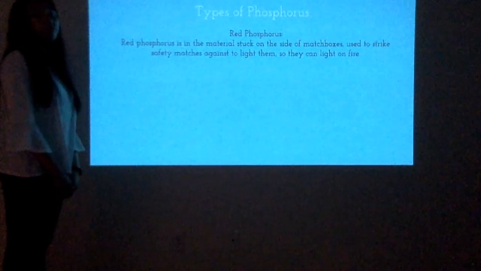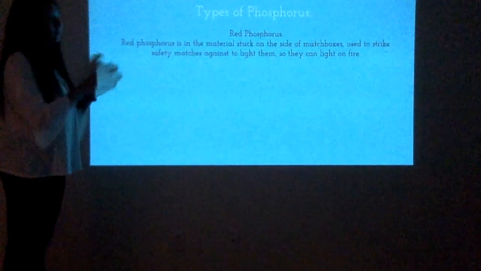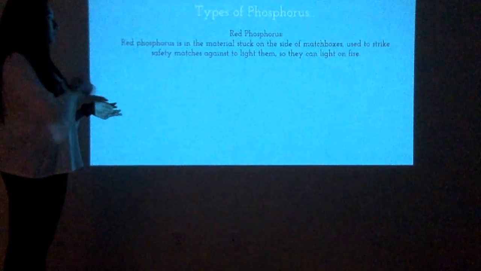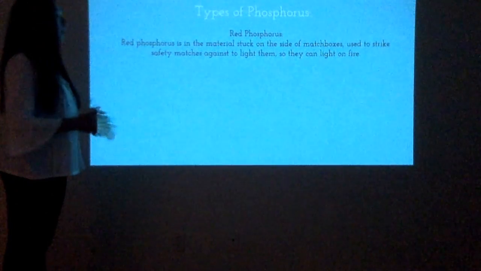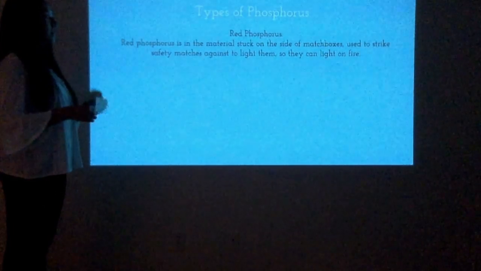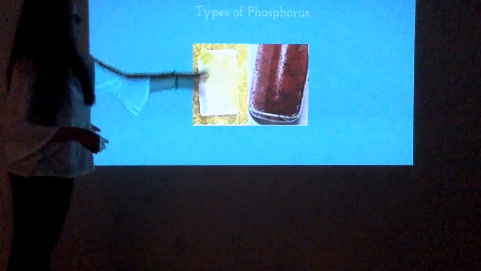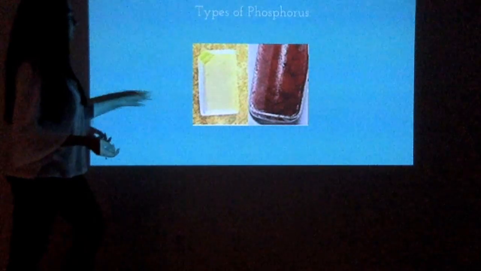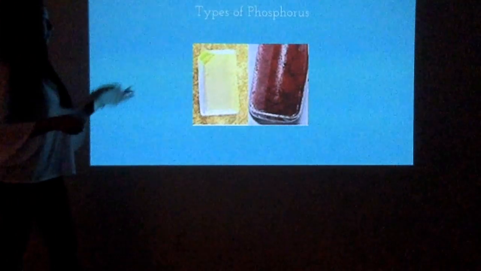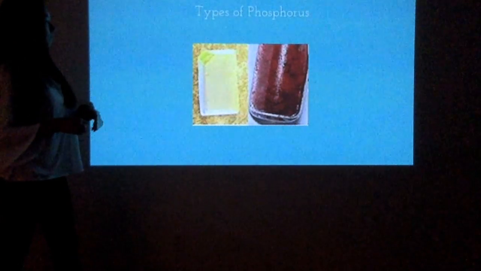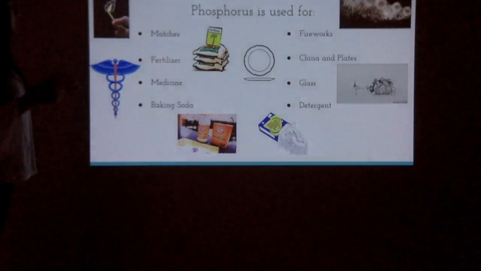So the next one is red phosphorus, and this one is a material stuck on the side of matchboxes that's used to light matches, and the chemicals on there actually light the phosphorus on fire, and then it causes the other chemicals to get on fire. Now, these are two types of phosphorus, white and red. The white one is like a waxy material, while the red one's more of a powder, as you can see. The images might be a little pixelated because I couldn't get good ones, but those are basically what they are.